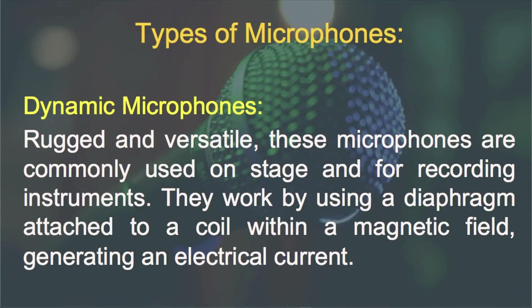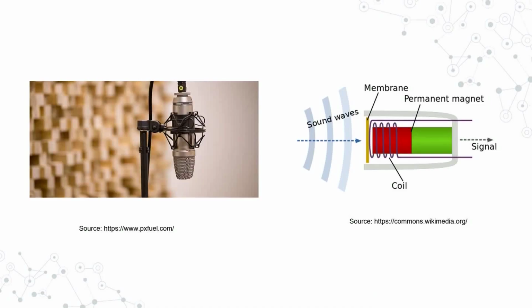Now we come to the different types of microphone. The first one is the dynamic microphone. They are rugged and versatile. These microphones are commonly used on stage and for recording instruments. They work by using a diaphragm attached to a coil within a magnetic field, generating an electrical current.